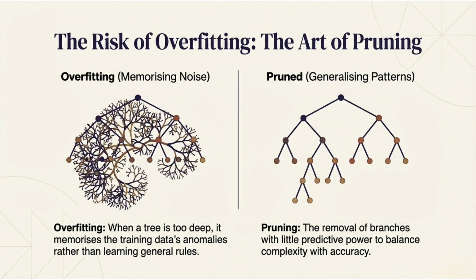Overfitting happens when a decision tree becomes too complex. Such a tree memorizes noise instead of learning useful patterns. This leads to poor performance on new unseen data. So, pruning removes unnecessary branches from the tree. A pruned tree is simpler and generalizes better.